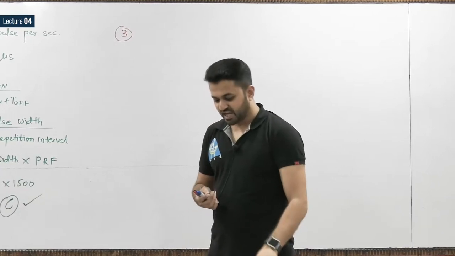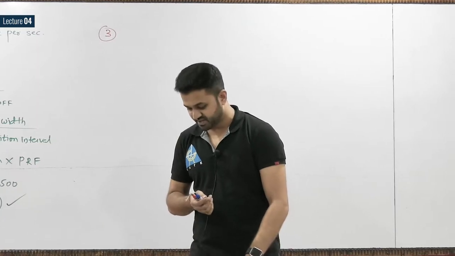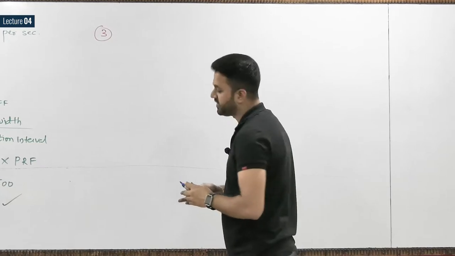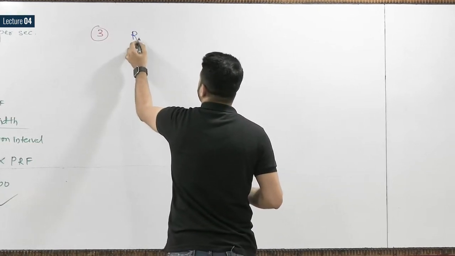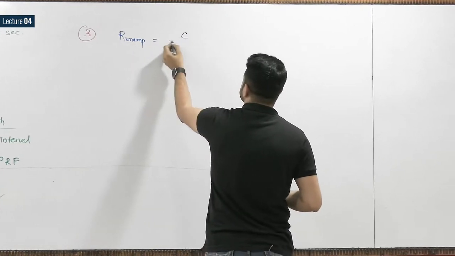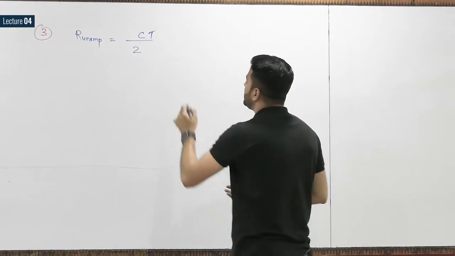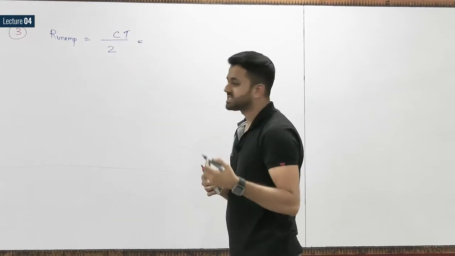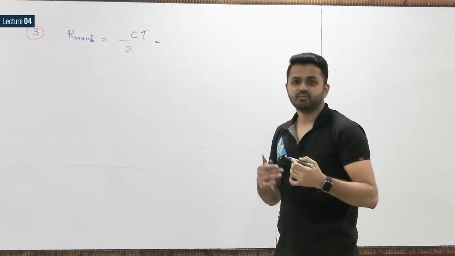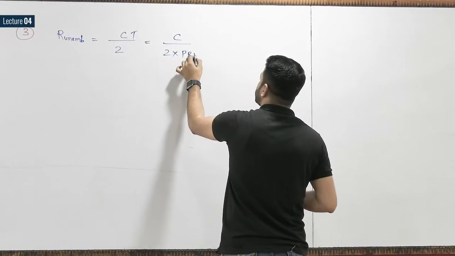What is the greatest allowable pulse repetition frequency for the unambiguous reception in a radar having a maximum range of 120 km? So the maximum unambiguous range, because it is talking about the unambiguous range, is given as CT by 2, in fact, right? CT upon 2 we write, and because we are talking about the maximum unambiguous range, it depends on the pulse repetition frequency, so we can write 2 into pulse repetition frequency.